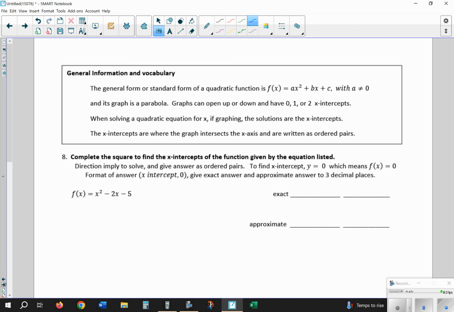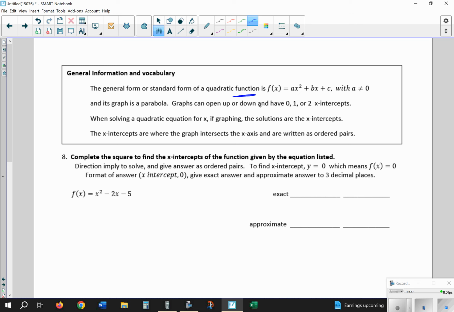All right. Now, a little bit of general information, and this will help with the vocabulary on your vocabulary assignment and your upcoming vocabulary quiz. So as a reminder, general or standard form of a quadratic function has f of x equals ax squared plus bx plus c, where a can't be 0. And we know that when we graph it, that shape is a parabola. Graphs can either open up or down, and they either don't cross the x-axis, or they have one repeated answer, which means the vertex sits on the x-axis, so it has one intercept, or it crosses the x-axis twice for 2 intercepts.